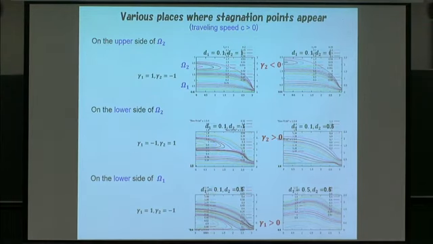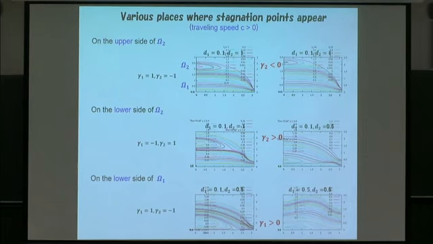And this figure shows various places where stagnation points appear. In the first 2, it appears in omega 2 where gamma 2 is negative, and in the second 2, it appears in omega 2 where gamma 2 is positive. And in the third 2, it appears in omega 1 where gamma 1 is positive. From these figures, we cannot decide which side, positive lambda or negative lambda, is favored.